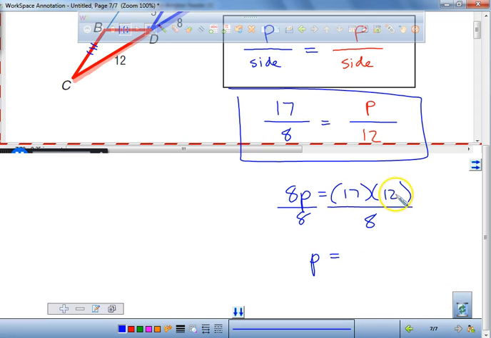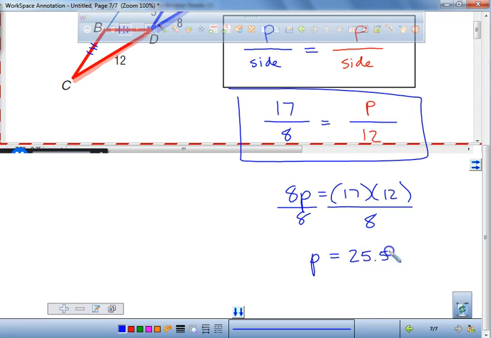what is 17 times 12 divided by 8? I'm sure somebody in the class did it. Nobody? Nobody in the class has done it yet? No. Are you kidding? What did you say?